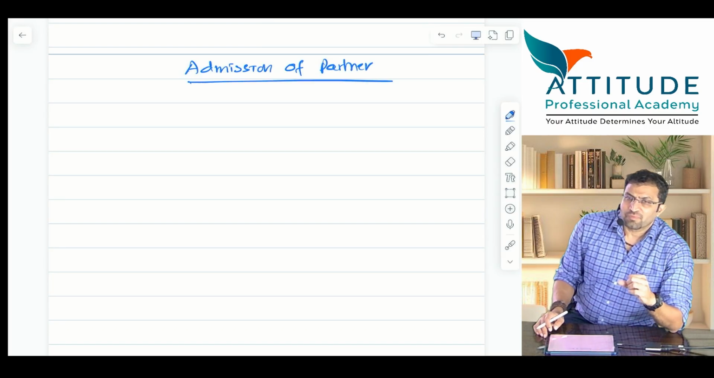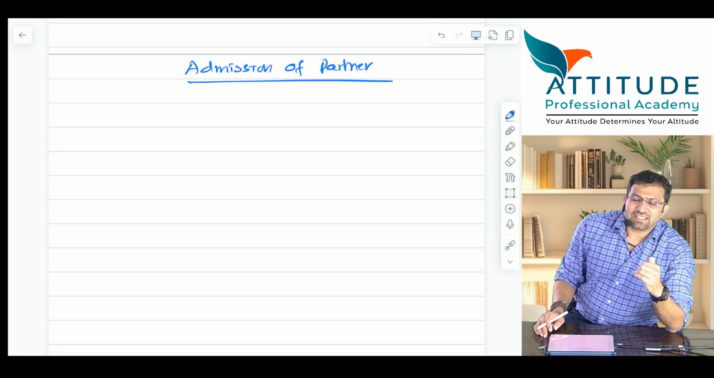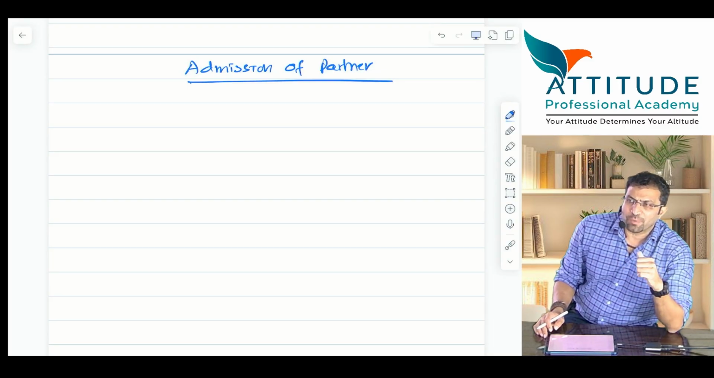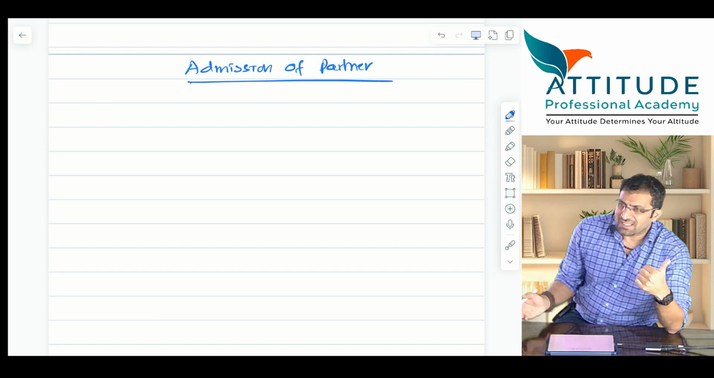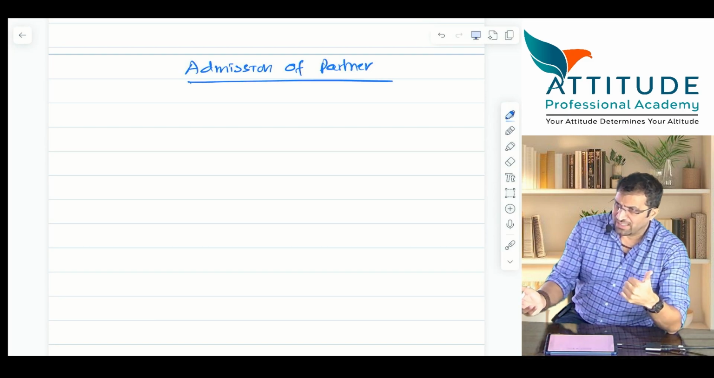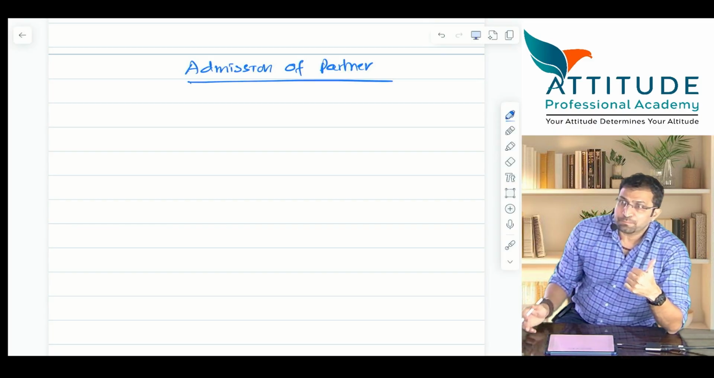Now we will take admission of a partner. Okay. Admission of partner. Okay. Partner is admitted because of various reasons. Anybody can tell me the reasons why you want a new partner? First, the work is increasing. The 2 existing partners cannot handle the work, they want another partner.